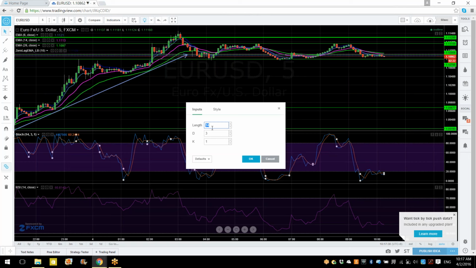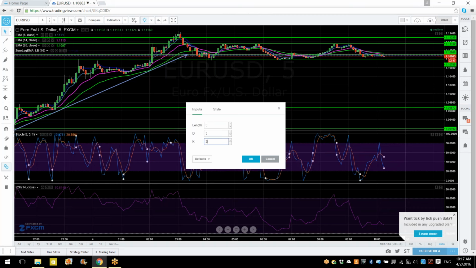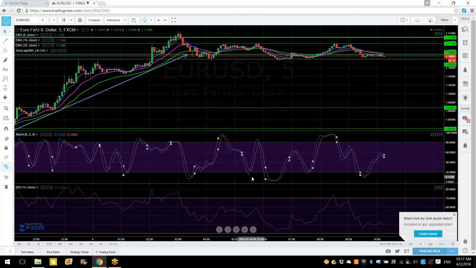Now the length I will put as 5, the D ratio and the K ratio I will put as 3. As I'm changing them, you see these are also changing, and what it will do is just smoothen up my curve a little bit. That's all it will do. So now this is the stochastic indicator that I have, and basically this moves along with the market.